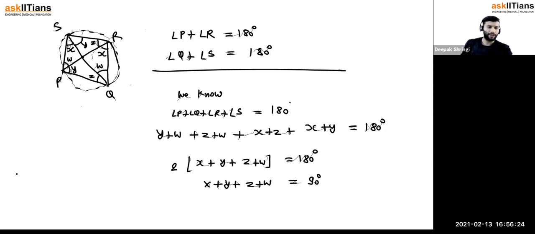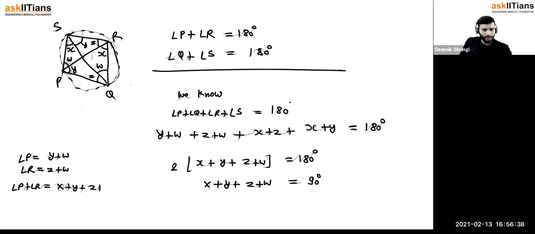Look at this now. Angle P, what is it? P is Y plus W. And what is R? R is Z plus W. So if you add P plus R, what do you get? X plus Y plus Z plus W, and that is what, already 180. We have already proved that now, so hence proved.